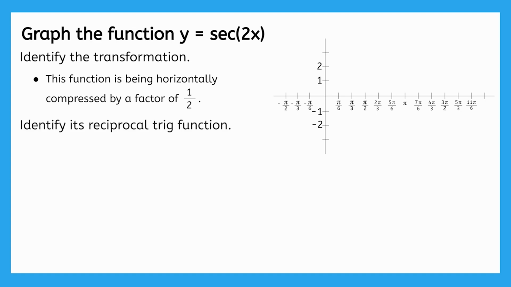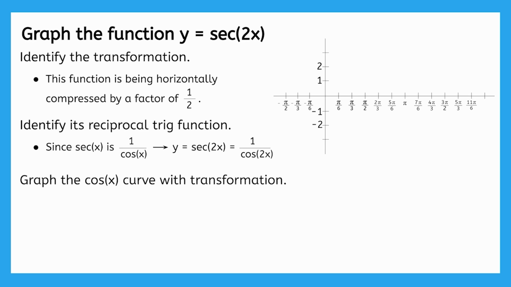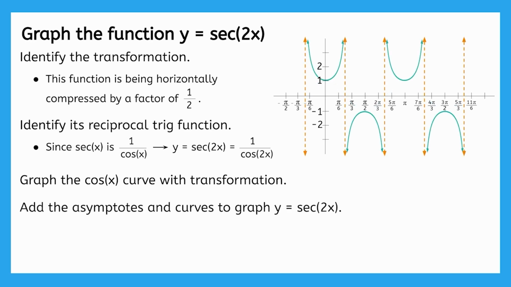Next, I found its reciprocal trig function. This is a secant function, so the reciprocal is cosine. Then I graphed a cosine curve that was horizontally compressed by 1/2, which means my period is now pi instead of 2 pi. Finally, I added the asymptotes and curves, and my graph looks like this. Before we look at additional changes of this horizontal compression, double-check that your asymptotes and curves are all in the right place.